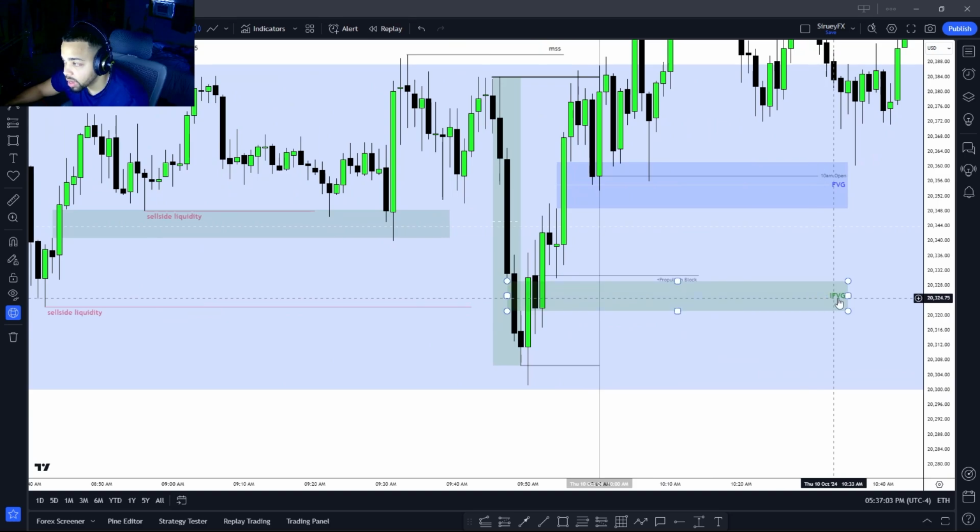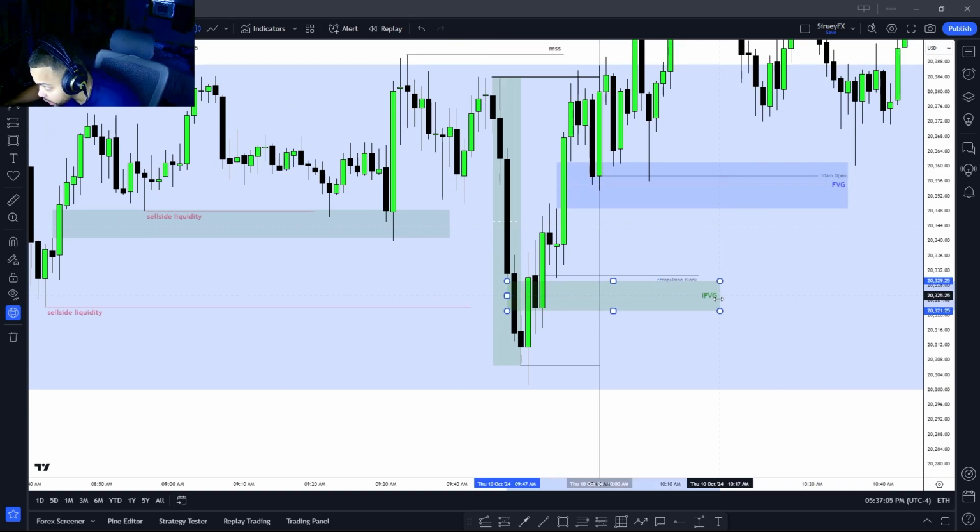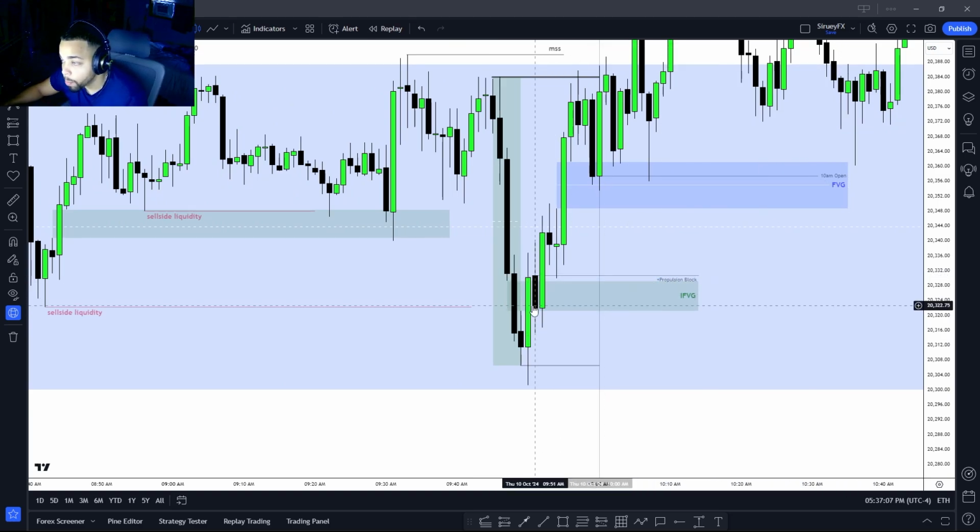Then inside, this is another model. Pay attention, guys. A propulsion block that forms inside of a potential inverse fair value gap is a high probability propulsion block. I'm going to say that one more time. Liquidity is taken. Right where liquidity is taken, there is a potential fair value gap that could potentially become inverse.